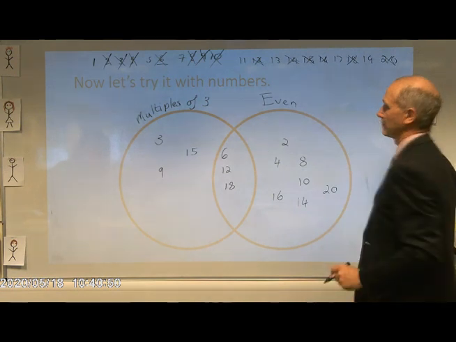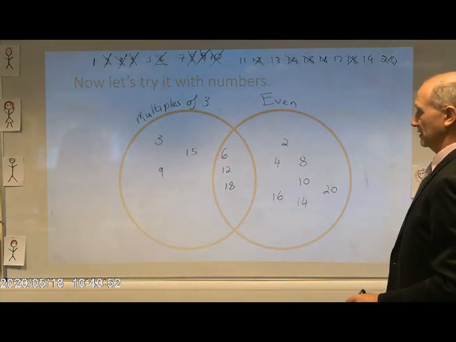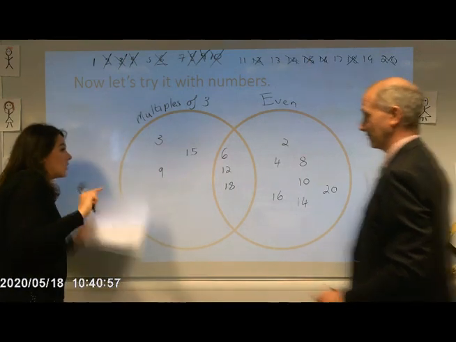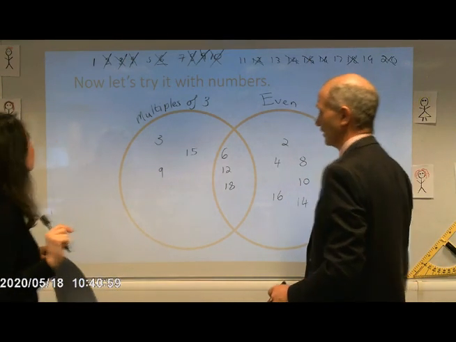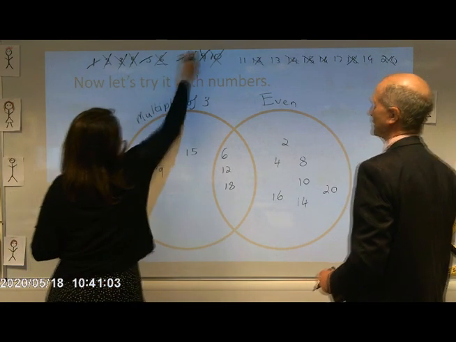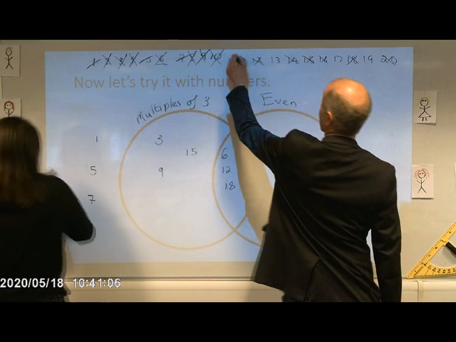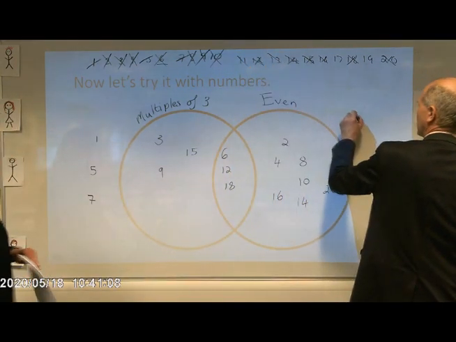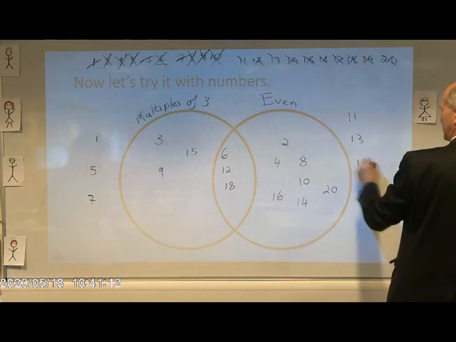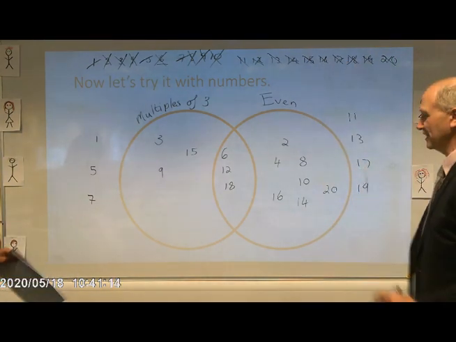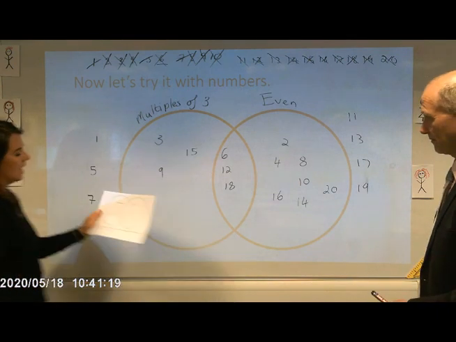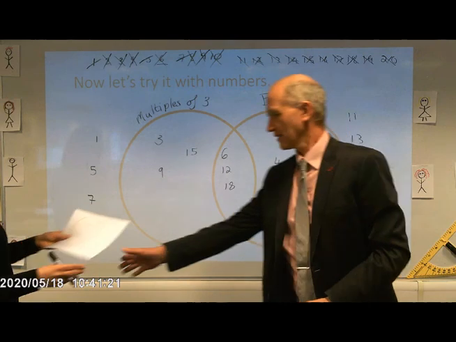Then we need to sort the numbers that are not multiples of 3 and are not even. Remember that those sweets that weren't red or fizzy, or red and green, went on the outside. So all of these go on the outside as well: 1, 5, 7, and then 11 and 13, 17 and 19. Brilliant. So that is what yours should look like, and you've been sent a sheet that looks just like this, and you can do it for yourself.